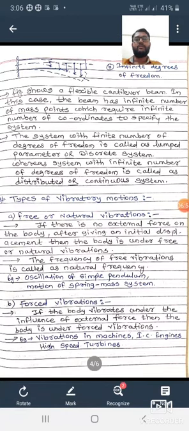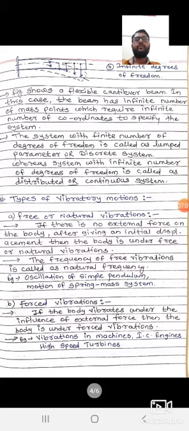So students, this is all about what is meant by degree of freedom and the types of degrees of freedom, that is single degree, 2 degree, multiple degree and infinite degree of freedom systems.